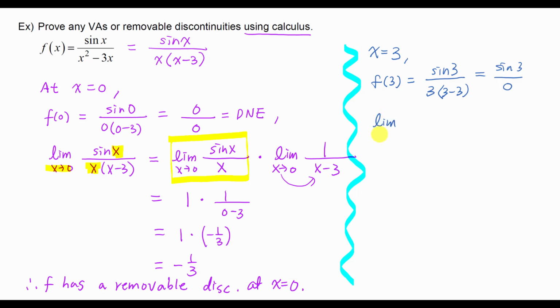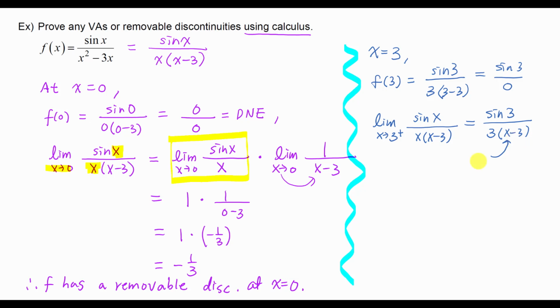So limit as x approaches 3 from the right of sine x over x times x minus 3. So 3 from the right, sine 3 is not 0, so you can just plug 3 there. And x is not 0, so you can just plug 3 there. But for this x minus 3, instead of 3, you are approaching 3 to determine the sign of this infinite limit.